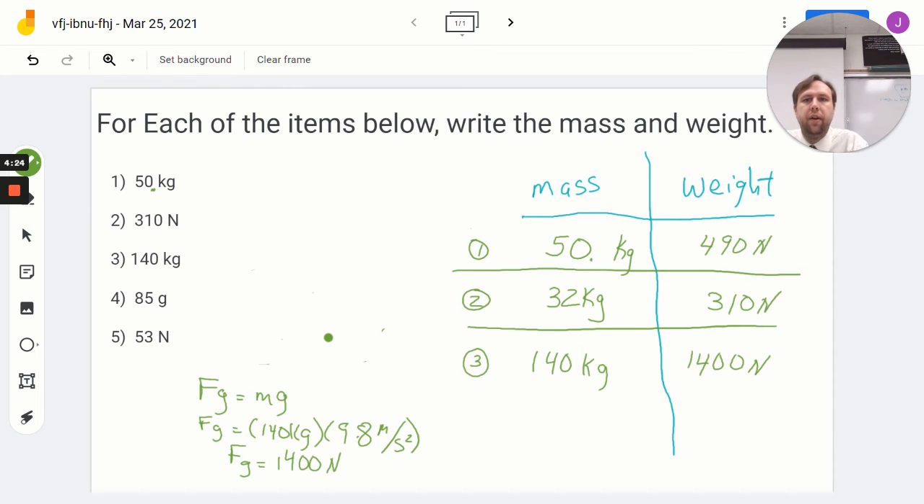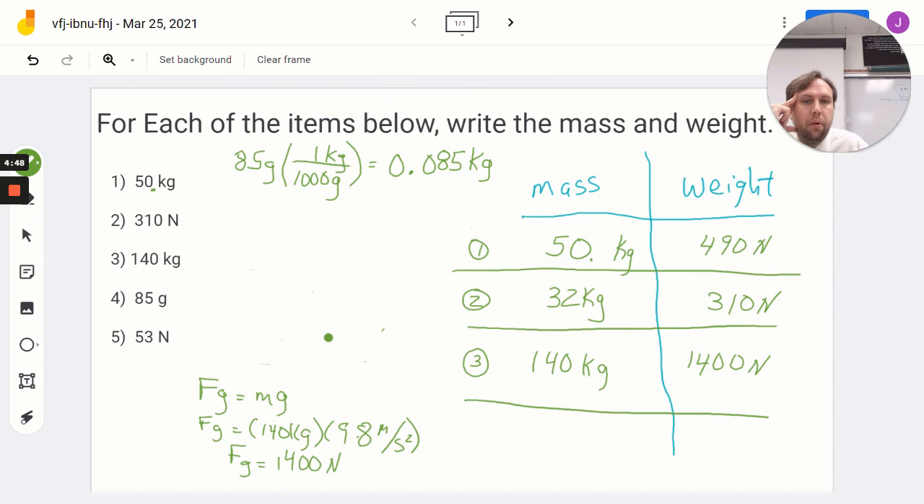And I'm going to do number 4, 85 grams. 85 grams is an interesting thing because that is not in proper SI units. So I have to first convert that to kilograms. There are 1,000 grams per 1 kilogram. So you would divide that by 1,000, so 0.085 kilograms would be the appropriate mass there. So for number 4, I have 0.085 kilograms. There will be room for a number 5 there down below.